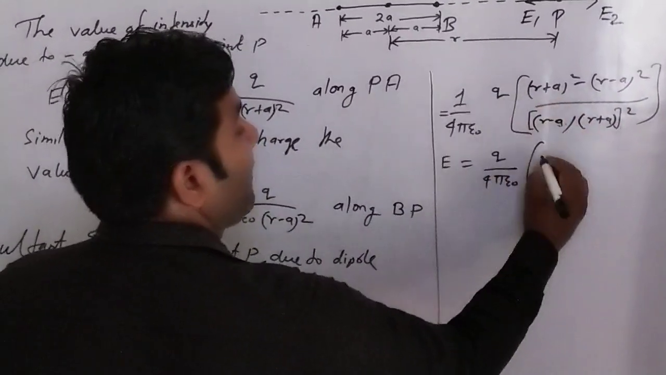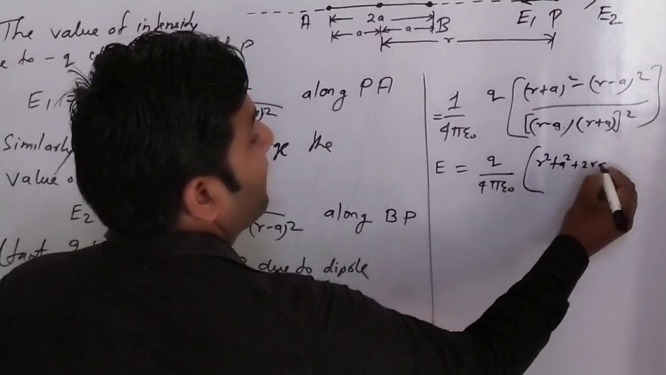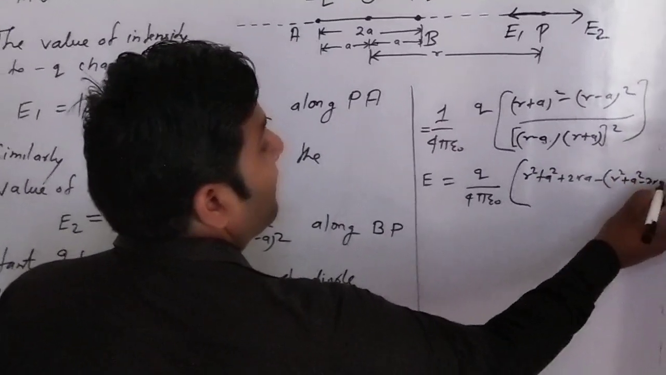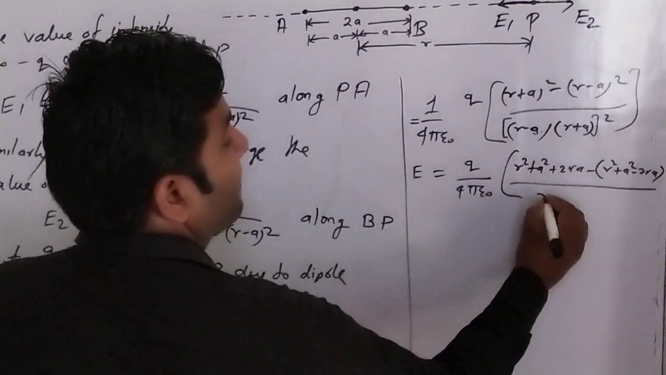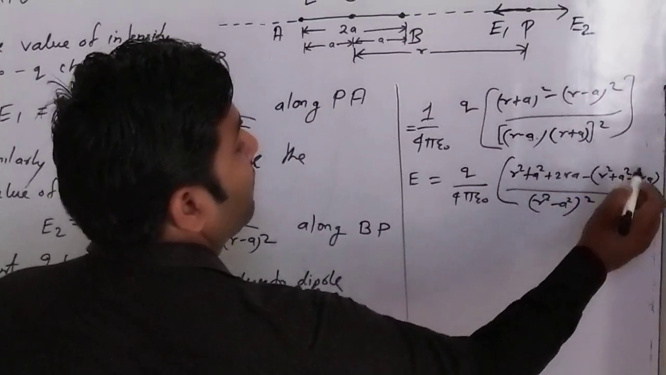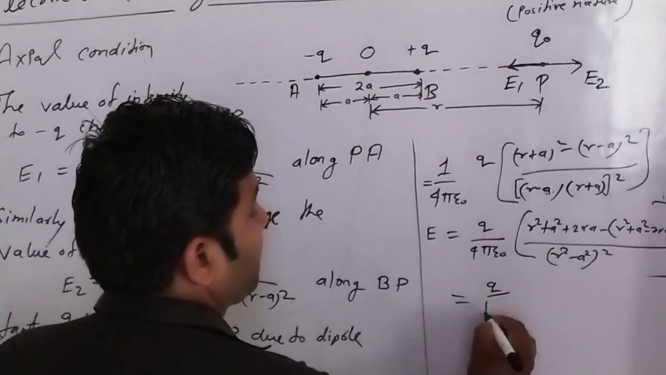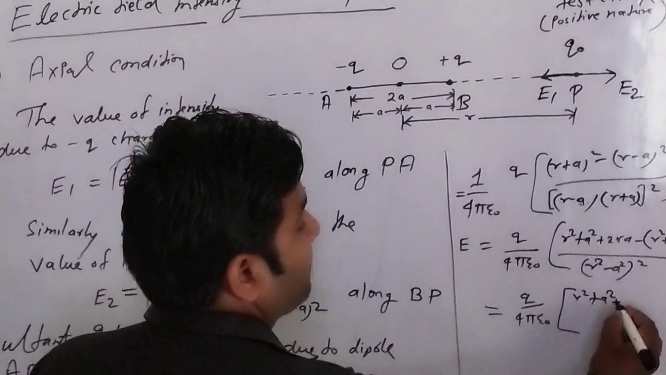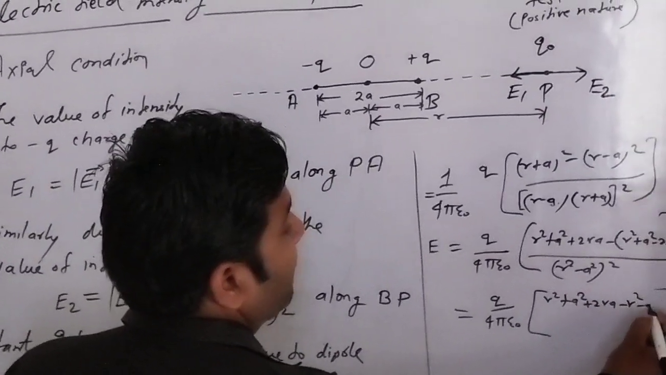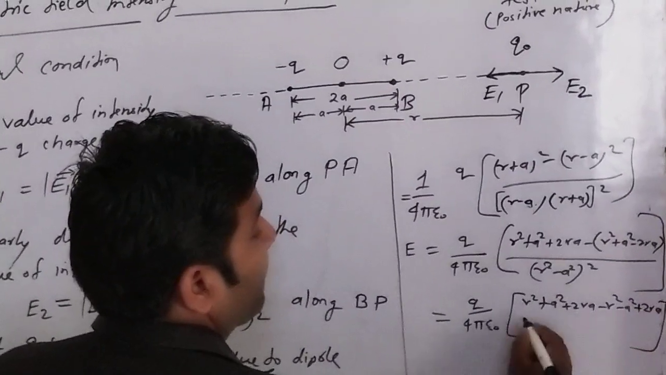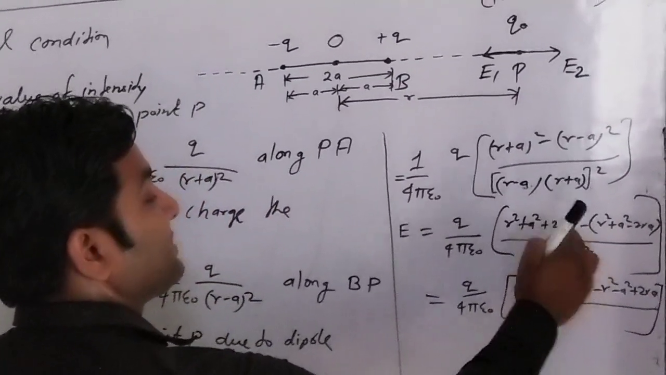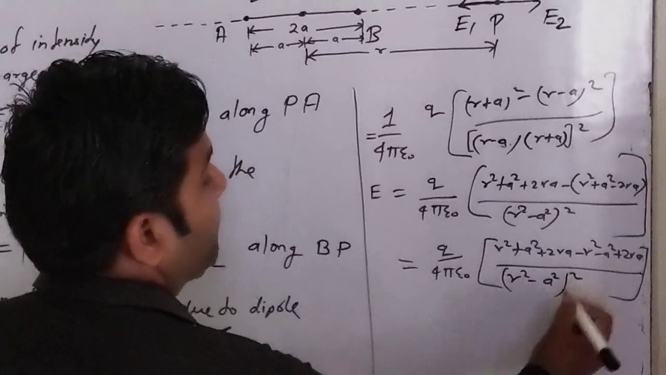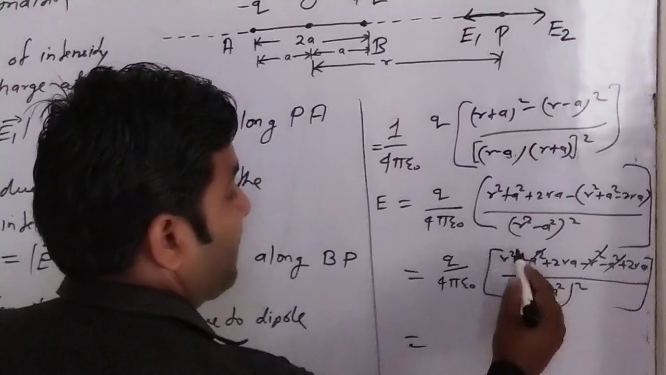Here R square plus A square plus 2RA, and minus R square plus A square minus 2RA, whole upon A square minus B square, R square minus A square whole square. Then Q upon 4 pi epsilon naught, here R square plus A square plus 2RA minus R square minus A square plus 2RA. The minus sign outside the bracket means all signs inside the bracket will be changed. Then R square minus A square whole square.